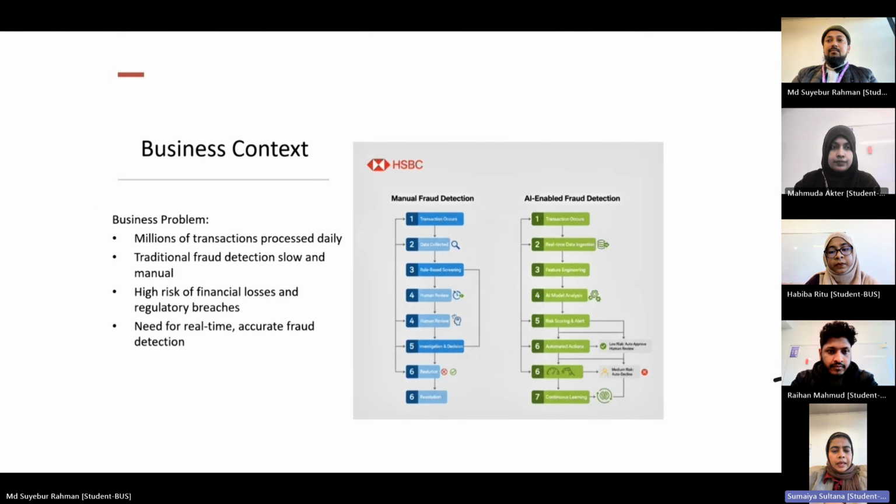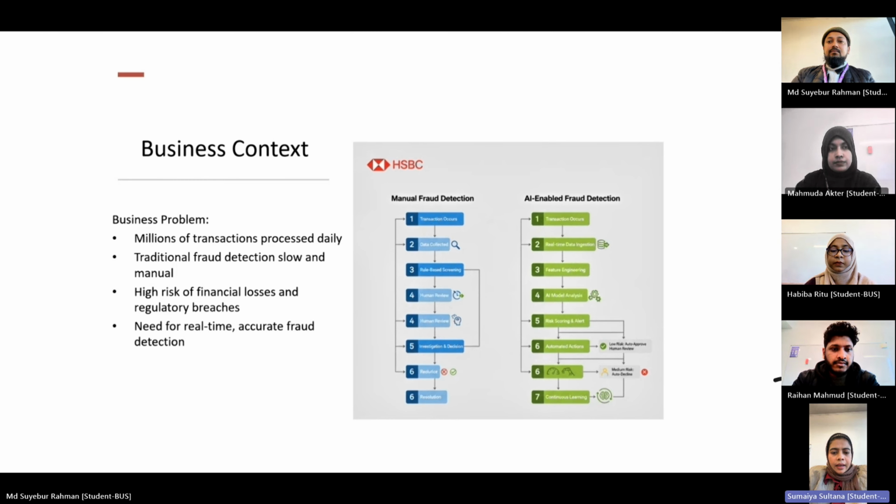Thank you, Shoaib. In this part, I'm going to discuss the technical solution. To visualize how the system changed, please look at this comparison diagram. On the left is the manual process. It was linear and inefficient. A transaction would occur, data was collected, and then it hit a rule-based screening. This often led to multiple stages of human review, causing delays before any resolution was reached.